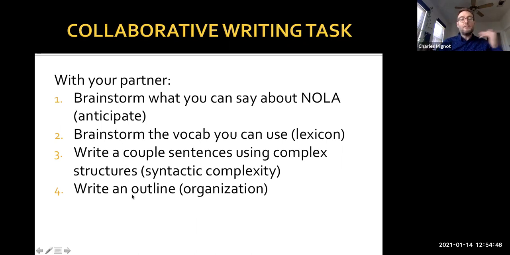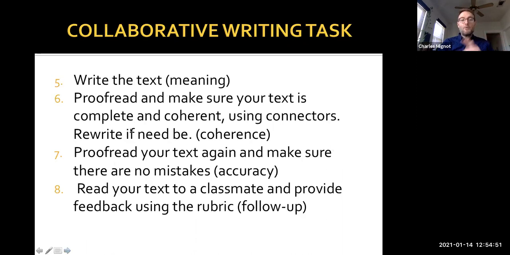Then write an outline to make sure there's an organization, that they plan ahead. Finally, write the text. When they write the text, they focus on meaning, so the festival of mistakes usually happens then. I ask them first to proofread to check coherence and make sure that they use connectors. It's very natural in French. Then they have to proofread again for accuracy, and just to make sure that they do not write in vain, in a vacuum, I always add a follow-up activity.